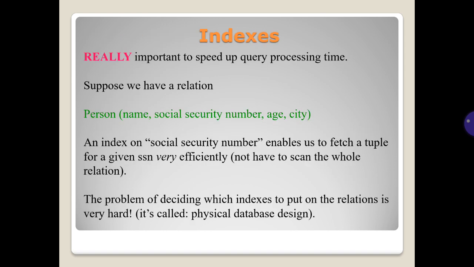Indexes are really important to speed up query processing time. Suppose we have a relation Person with name, social security number, age, city. An index on social security number enables us to fetch a tuple for a given SSN very efficiently, as we do not have to scan the whole relation. The problem of deciding which indexes to put on the relation is very hard. It's called physical database design.